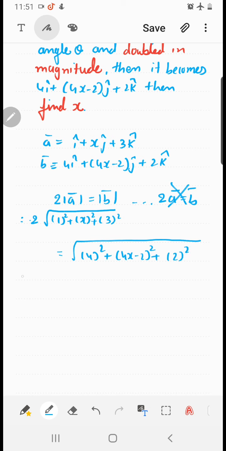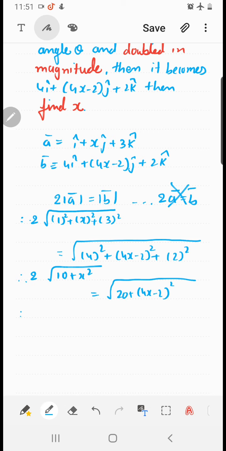Okay, so let's square both the sides before we adjust. We get 2 under root of 3 square 9 plus 1 is 10, plus x square. On this side, do you see, under root of 4 square 16. Here you get 4, here you get 16 plus 4x minus 2 the whole square, plus 4, which is 20. So I'll straight away write here 20.